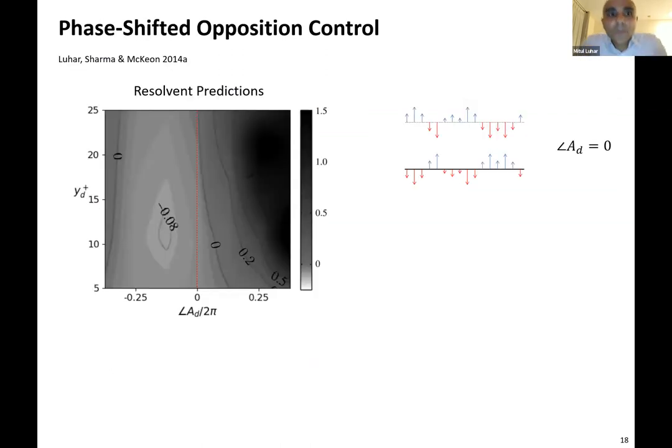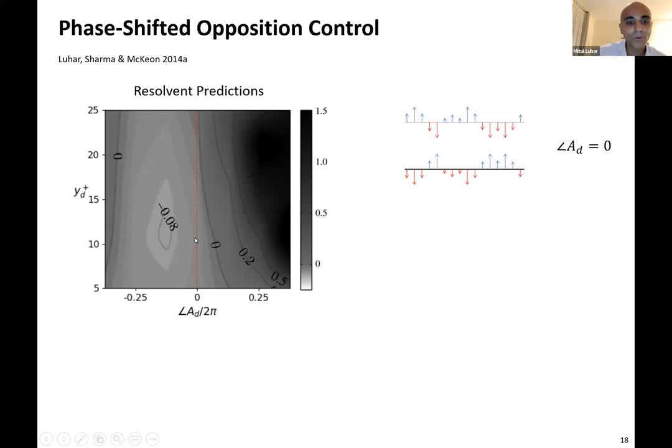What's also nice is that we can now use this low-cost modeling framework to design. So in addition to varying the amplitude of the blowing and suction, we can also think about the phase. Maybe we can introduce a phase offset between what is being sensed and what is being produced at the wall. And so with a zero phase offset, so this dashed red line here, this is classical opposition control. You're opposing what is sensed.